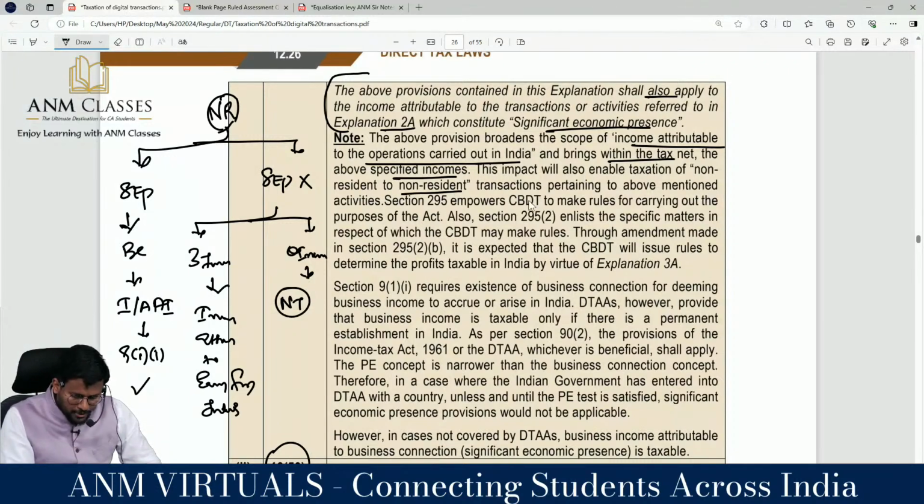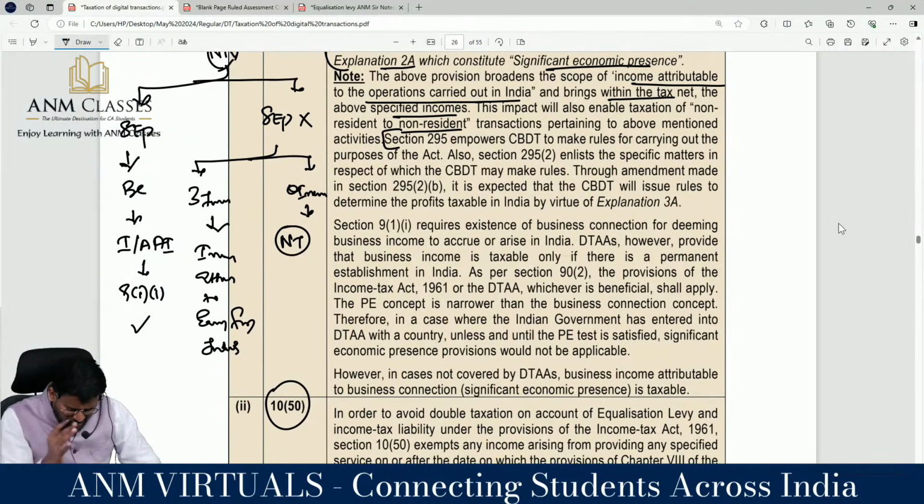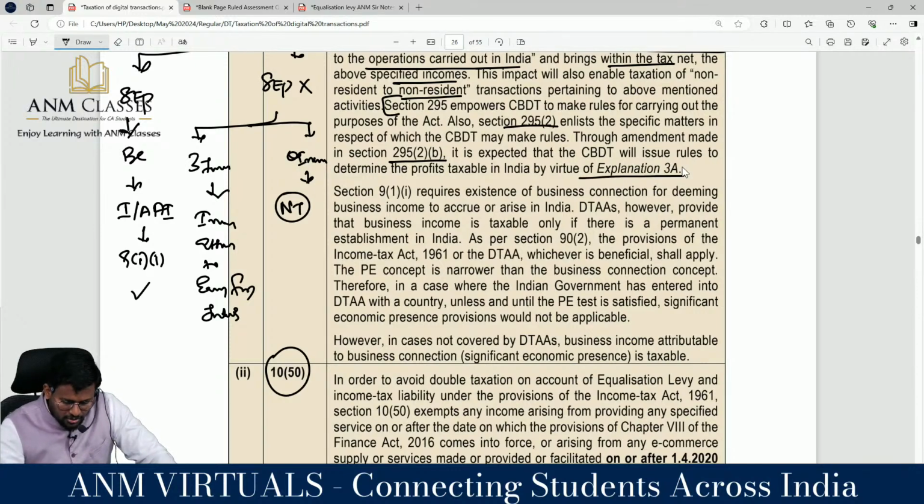Transaction pertaining to the above mentioned activity, section 295 empowers CBDT to make rules for carrying out the purpose of the Act. Also, section 295 subsection 2 enlists the specific matters in respect of which CBDT may make rules. Through the amendment made in 295 subsection 2 clause B, it is expected that CBDT will issue rules to determine the profit taxable in India by virtue of Explanation 3A.